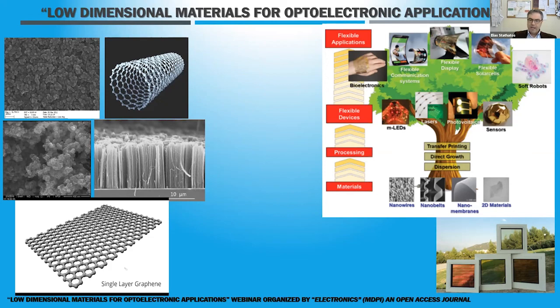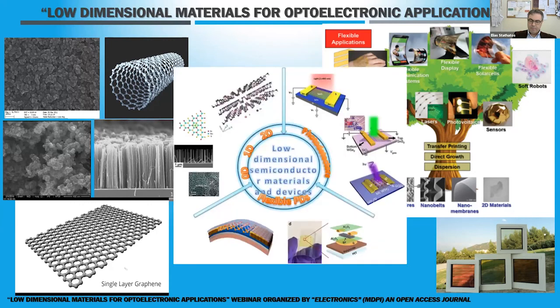From an application point of view, the unique electrical and optical properties of low-dimensional materials make them widely used in nanoelectronics and optoelectronics. Many 2D materials, such as transition metal dichalcogenides and black phosphorus, and 1D materials, such as nanowires, have demonstrated superior performance in field effect transistors, photodetectors, and some flexible devices.